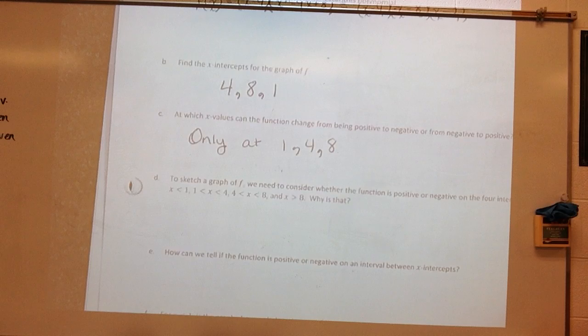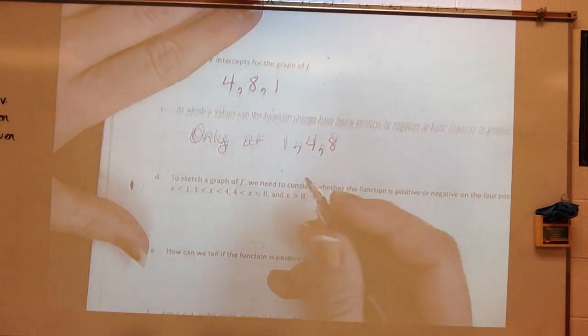To sketch a graph of f, we need to consider whether the function is positive or negative on the 4 intervals. x is less than 1, 1 is less than x is less than 4, 4 is less than x is less than 8, and x is greater than 8. Why is that? Because the function can only change signs at the x-intercepts. So therefore, at these intervals, this is where I'm going to figure out whether it's going to go above or below the x-axis.